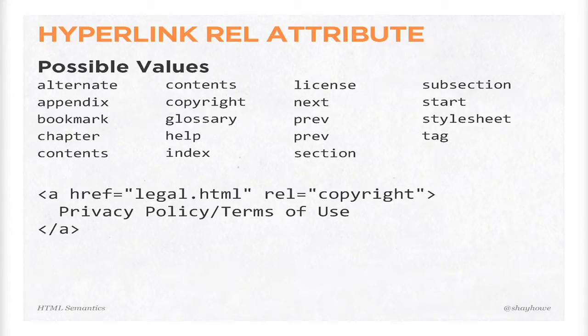We can use this rel attribute, and this is used to determine the behavior, that relationship between the link and the page you're going to. So the page you're on, you're linking to another page. What's that relationship between the two? A lot of times you're linking to a terms of use or a privacy policy, and you can use a copyright value inside this rel. A lot of times you're reading a book online, so to speak, and you might have to go from next to previous chapters. You can define that relationship between those two pages with the rel attribute here.